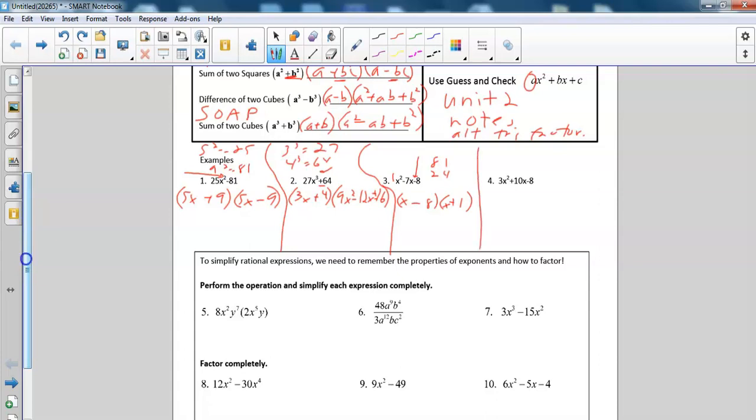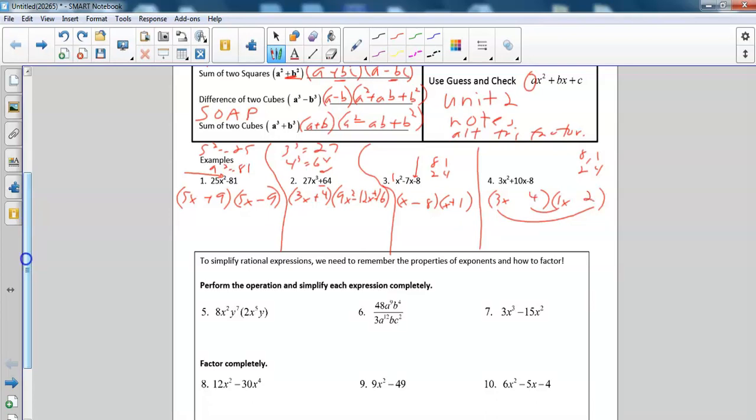On number 4 here, now we have some guessing and checking. Still, since this is a prime number, it has to be 3x times 1x. Now with the 8, it's going to be 8 and 1, 2 and 4. Again, here's where the guess and check comes in. Now the way I do it is, I suggest you do some little lines here, and then go ahead and fill in your numbers.